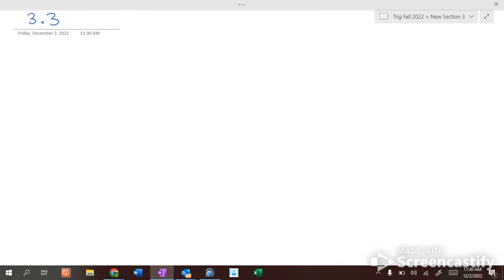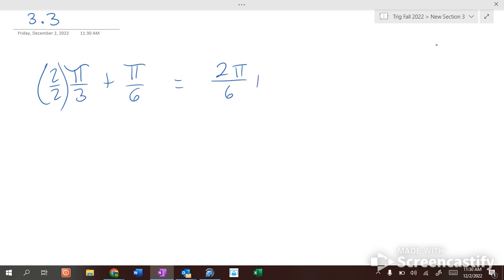So what we're doing today is learning how to add things like pi over 3 plus pi over 6. How do we add pi over 3 plus pi over 6? I love it. Common denominator right off the bat. Great job. 2 pi over 6 plus pi over 6 is what? 3 pi over 6, which is pi over 2.